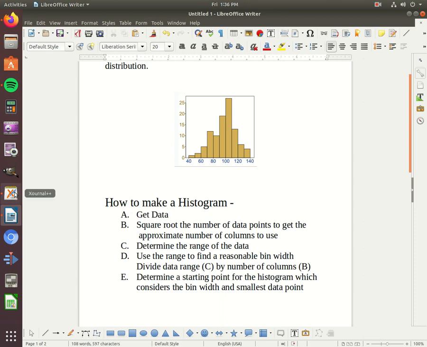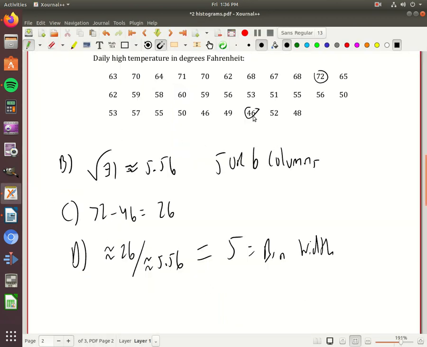And then the last thing I'm going to do is I'm going to determine my starting point. Well, if the smallest number is 46, and the largest number is 72, and I want to go by 5s, there's a couple things I could do. I could go 45, 46, 47, 48, 49, right? And then I can have a bin that goes from 50 to 51, 52, 53, 54, etc. I could say 44, 45, 46, 47, 48, and then I could go 49, 50, 51, 52, 53. So there's a lot of different ways that I can do this, and there isn't really a right way or a wrong way. It's sort of a personal preference.